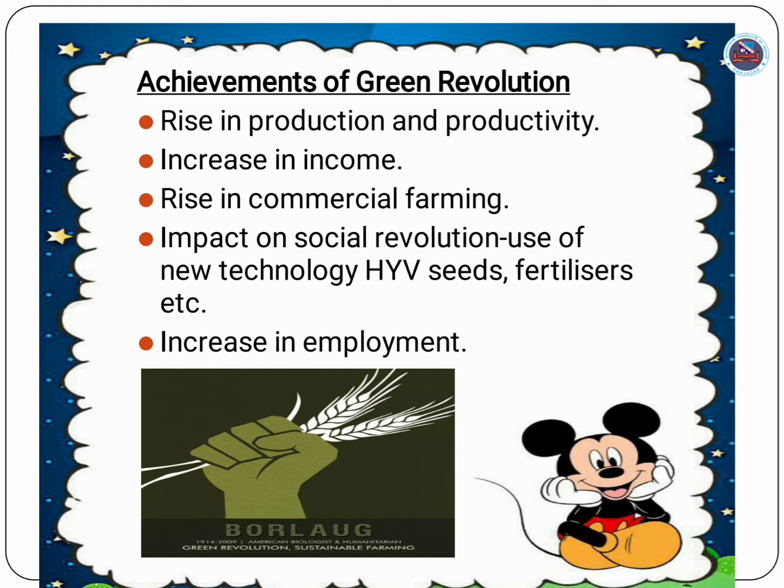The third achievement brought by Green Revolution is rise in commercial farming. There was a huge increase in the sale of their wheat and rice, and they get a surplus. The fourth achievement is impact on social revolution. That is, social revolution implies use of new technology, HYV seeds, fertilizer, pesticides for crop protection. And the last achievement brought by Green Revolution is increase in employment. Now, after the introduction of Green Revolution, there was a huge employment in the agriculture sector, which brought a drastic change in the income of the farmers.